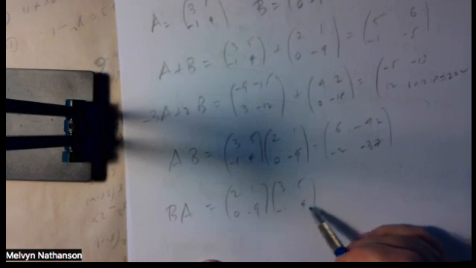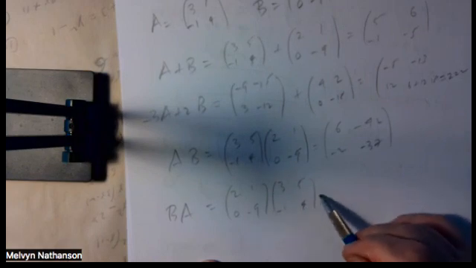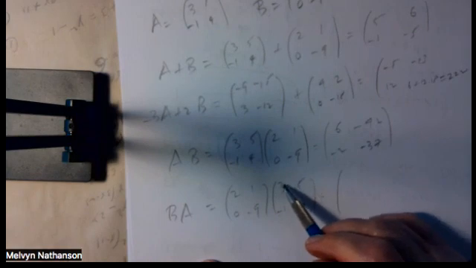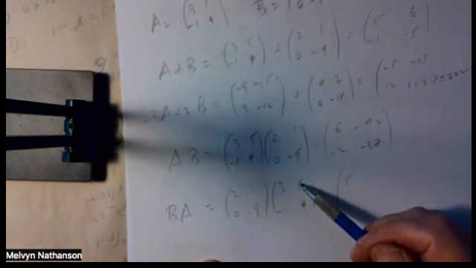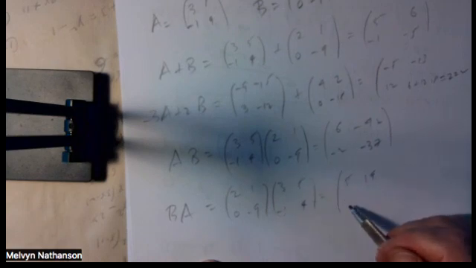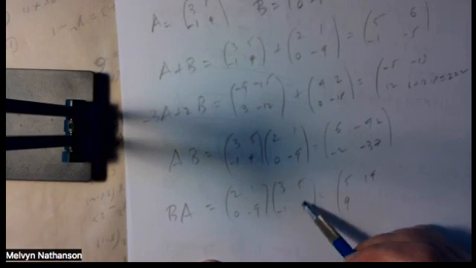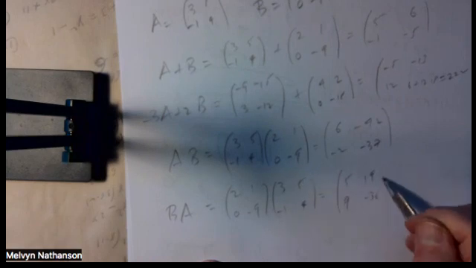In BA, I multiply in the opposite order. B is 2, 1, 0, minus 9, and A is 3, 5, minus 1, 4. So this is 6 minus 1 is 5. 10 plus 4 is 14. 0 plus 9 is 9. 0 minus 36.